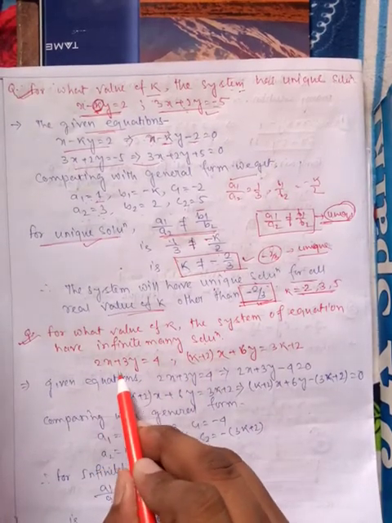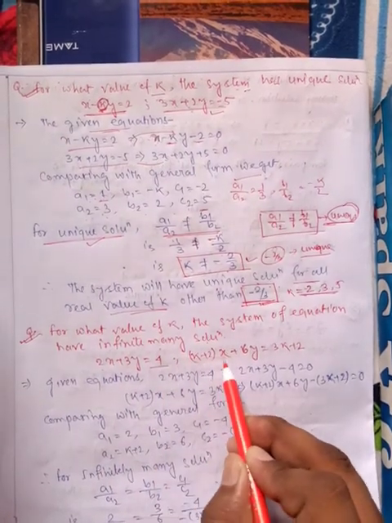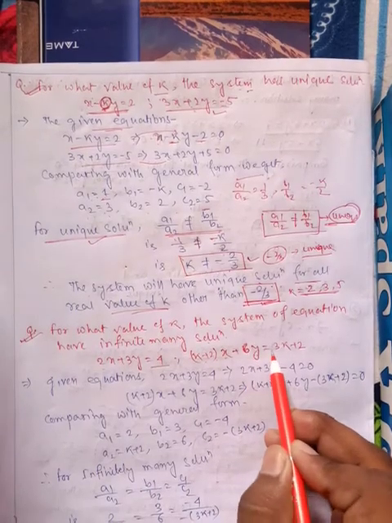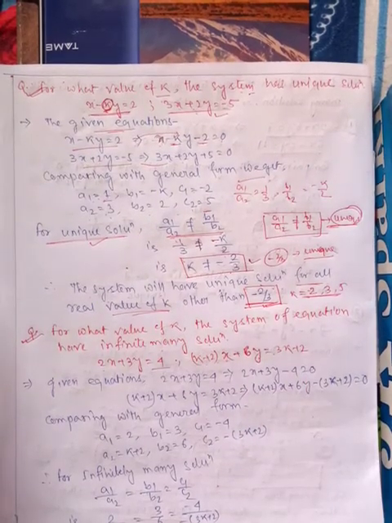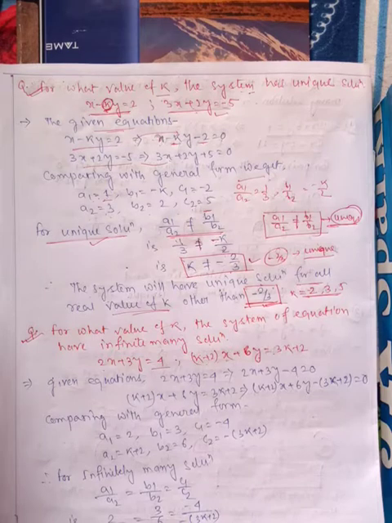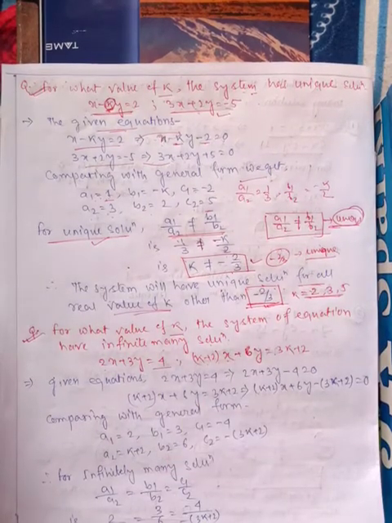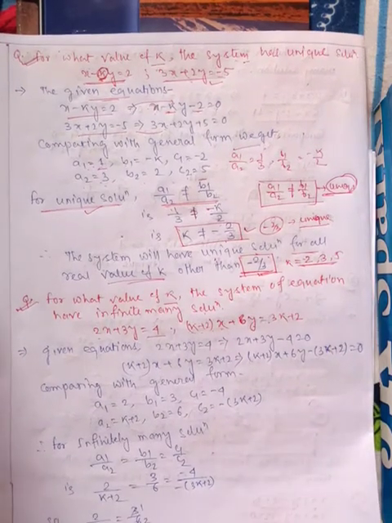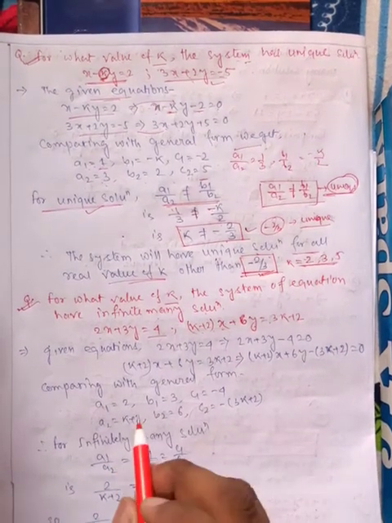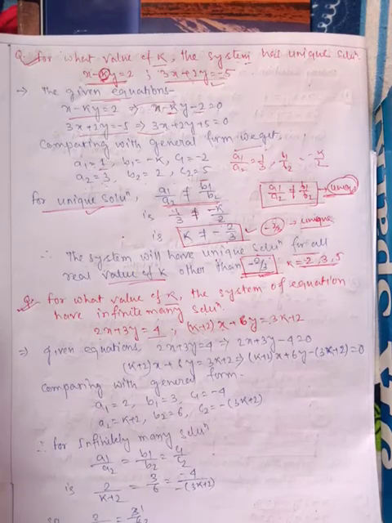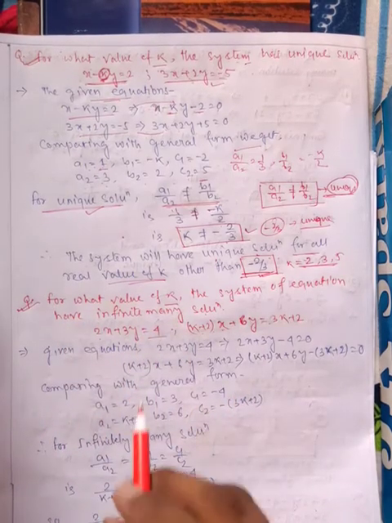The system is given: 2x plus 3y equal to 4 and (k plus 2) into x plus 6y equal to 3k plus 2. These types of questions are very important for your main exam. From this chapter, questions on finding the value of k, or checking whether the system has a unique solution, infinitely many solutions, or no solution, will surely come in your final exam. So solve this type of question carefully and thoroughly. You have to revise these questions.